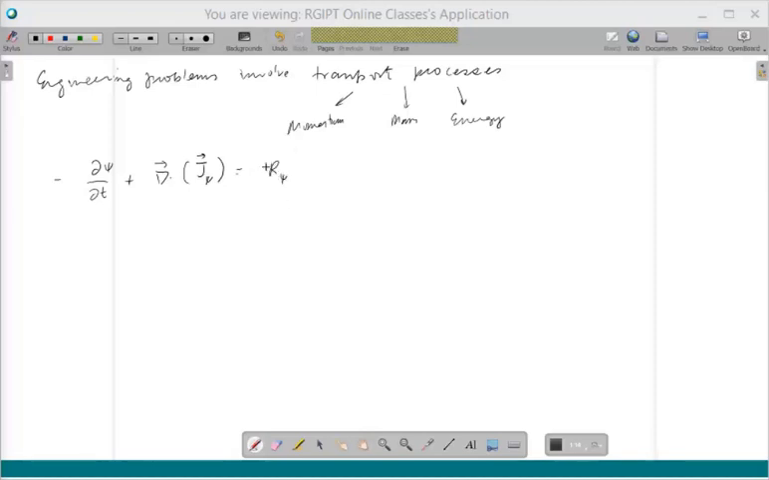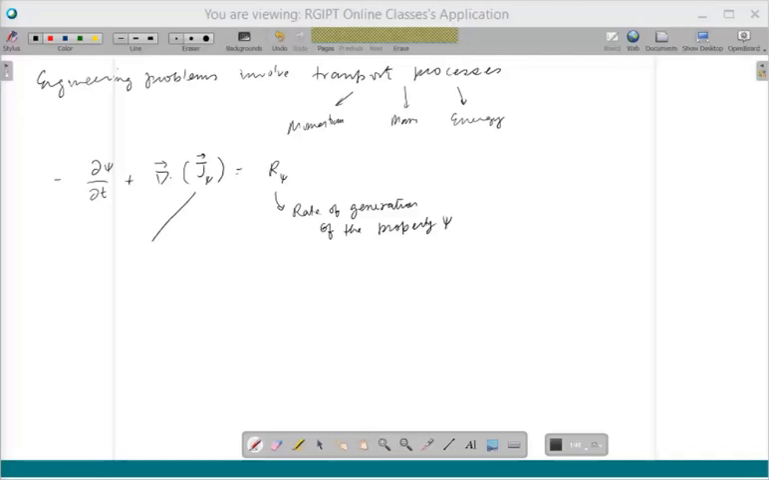I might have changed the notation here. I earlier wrote something else, but this is the rate of generation of property psi. This is basically accounting, nothing more than that. Net in is equal to net out plus generation, etc.